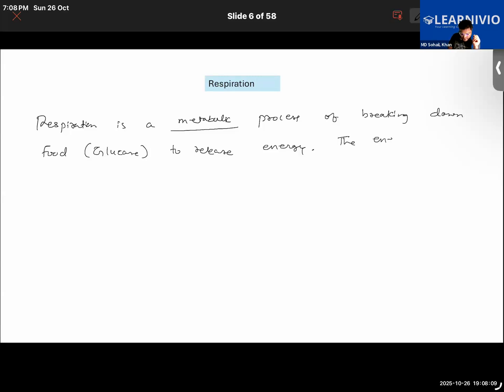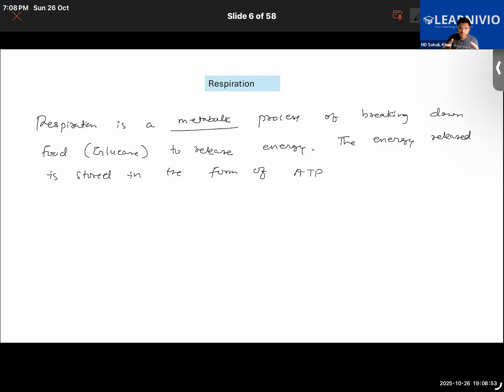Further, the energy released is stored in the form of ATP. So basically, try to understand it in the following manner. If you are working somewhere and you are getting paid for it, you store it and you can use it sometime later when you need it for carrying out some work, right? So similarly, what happens?